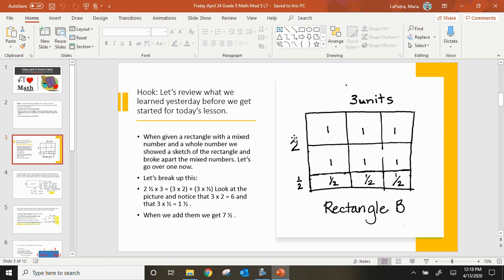We have 2.5, so we have 2 here, and then we have half shown down here 3 times. Here's our 3 units up at the top. So our 2.5 times 3 equals 3 times 2 plus 3 times the half. I'm sure you recall this from yesterday. So 3 times 2 is 6, and 3 times a half is 1.5. And if we add them together, you get 7.5.